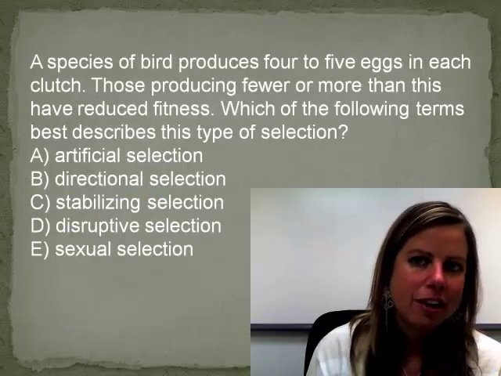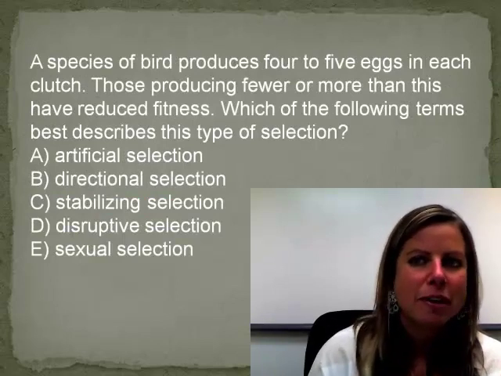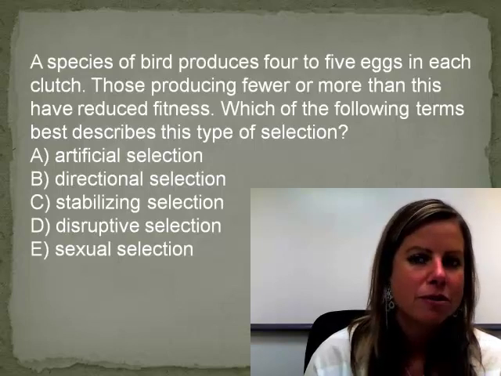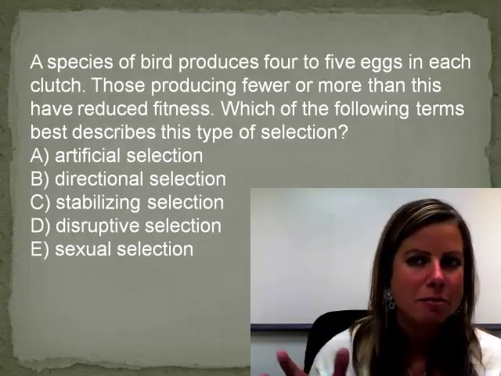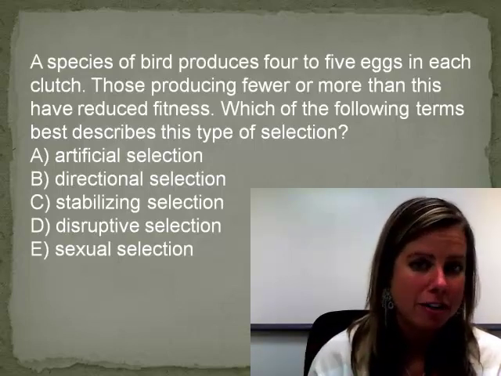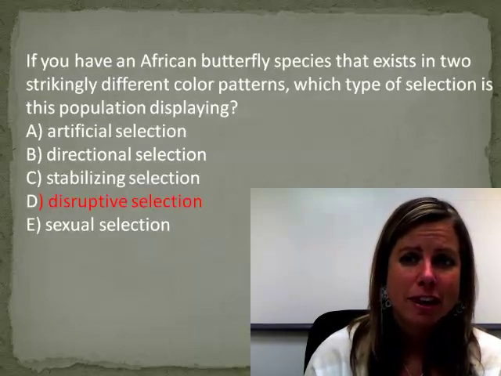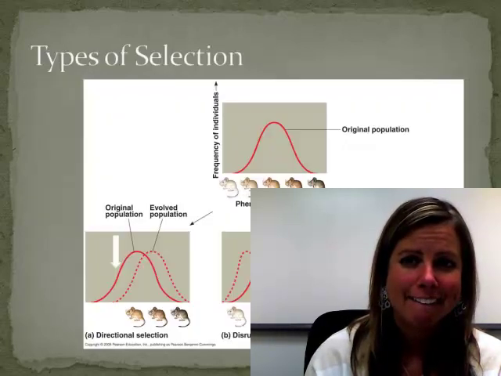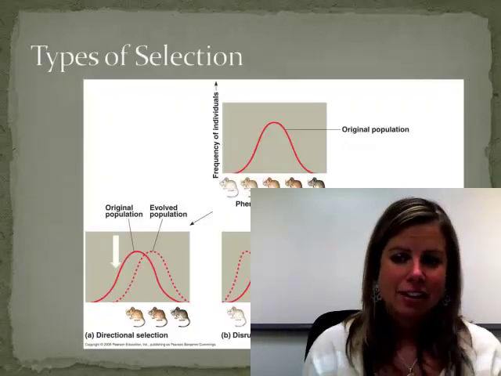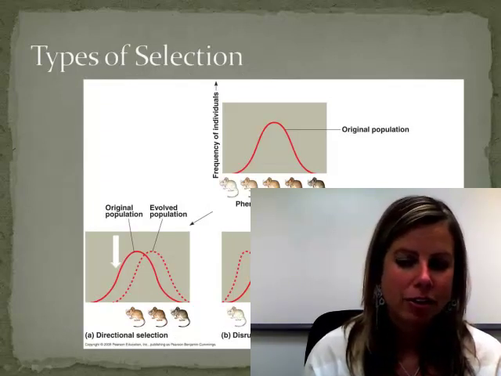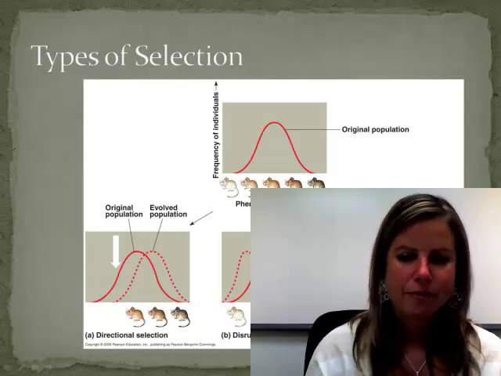Okay, this next one is talking about a species of bird makes about 4 to 5 eggs in its clutch. Those producing fewer or more than this have reduced fitness. So basically, to be right in the middle is favored. So which one of those is it? You should have chosen stabilizing, because if we go back to that slide, you can see that having 4 to 5 is good. Having 6 or more, not good. Having 3 or less, not good. And so it narrows that bell curve.